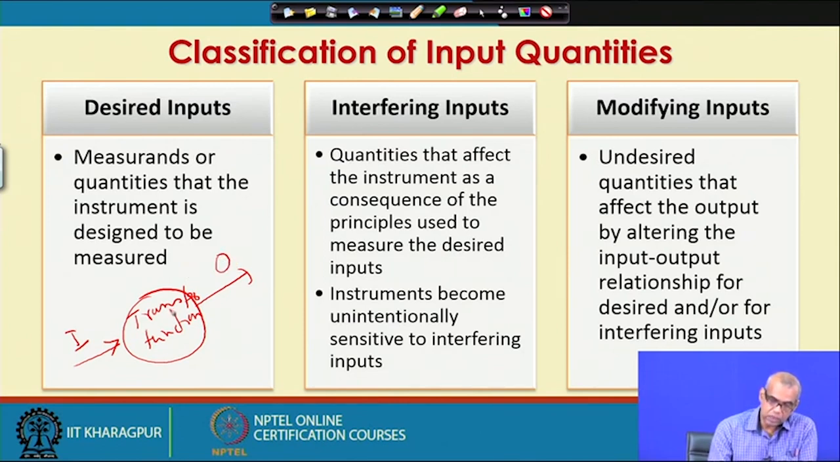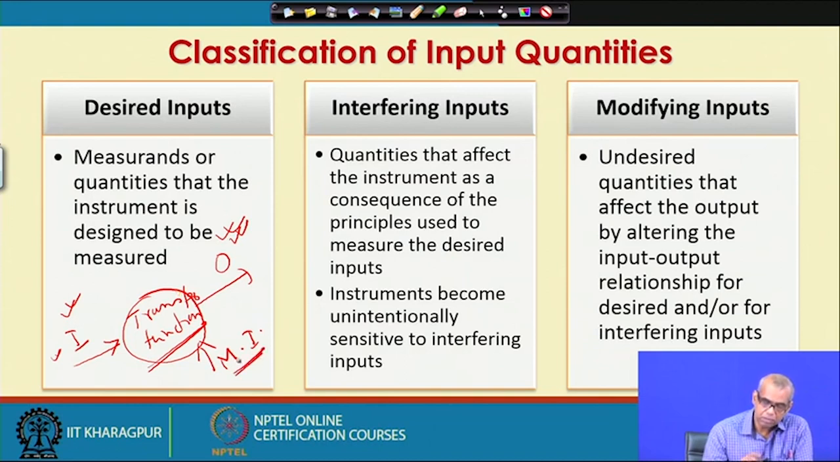So, transfer function is basically a relationship that exists between input and output. So, any undesired input that affects this transfer function will also change this output. But that change is not because of desired input, that change may be because of modifying input. Why? Because this transfer function is basically an equation, there may be some parameters involved. Modifying input may change one or more of those parameters, then the output will change.